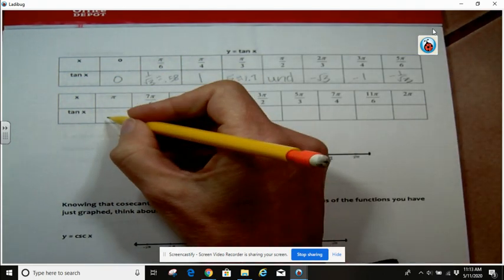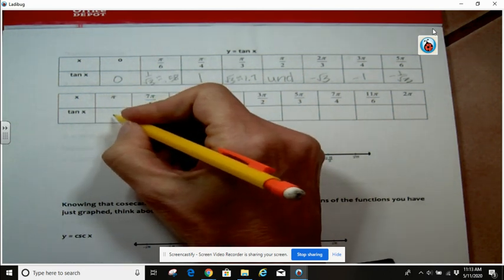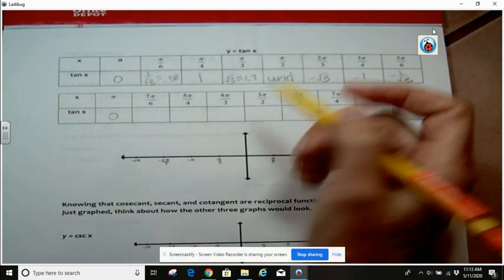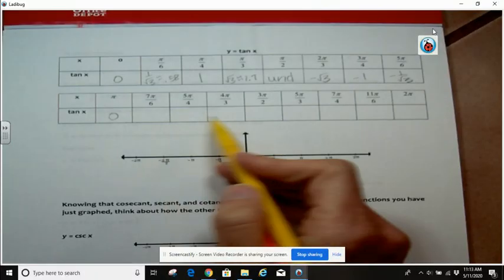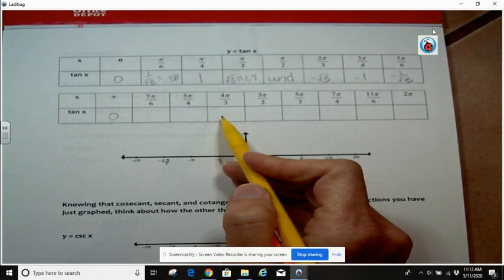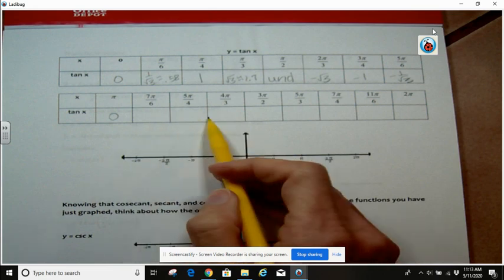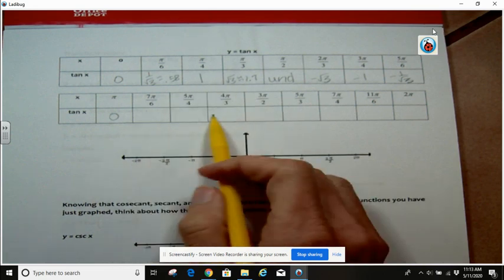Pi, the ordered pair is negative 1, 0. We do 0 divided by negative 1, get 0 again. Third quadrant, tangent is positive, because we have a negative x and a negative y, so you have a negative divided by a negative. So the same values that we used in the first quadrant, we're going to use in the third quadrant.